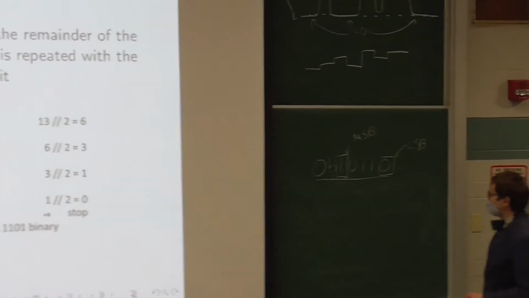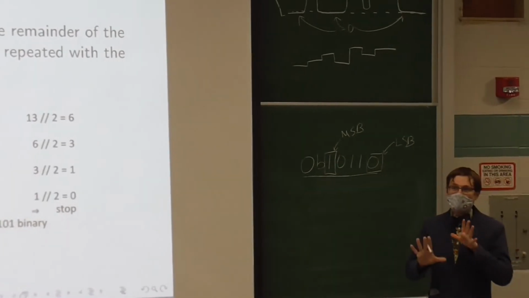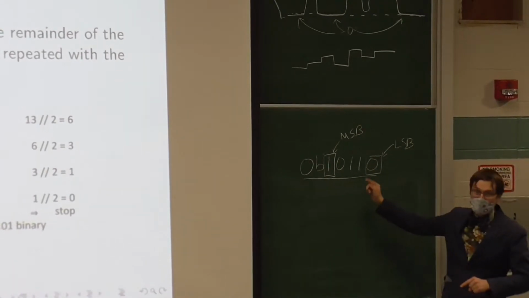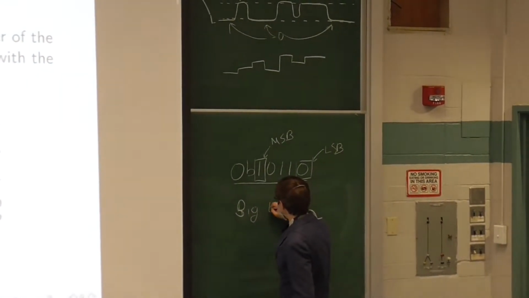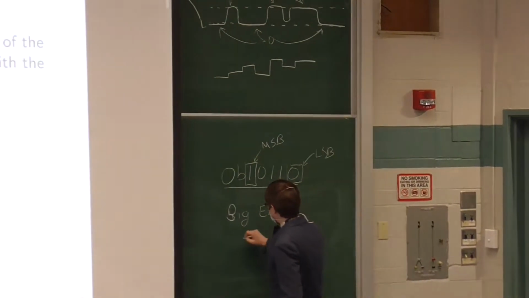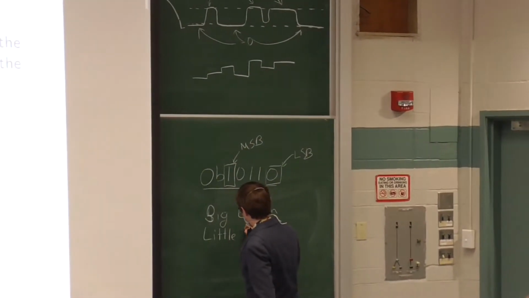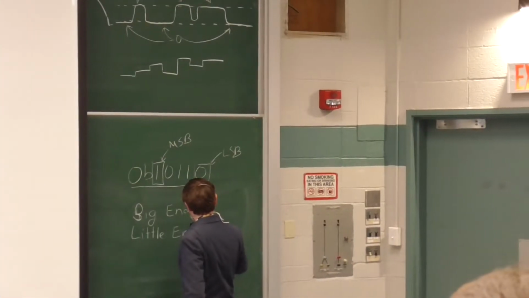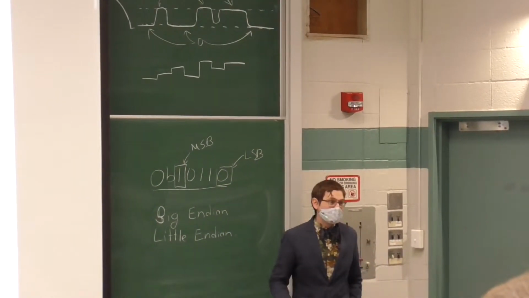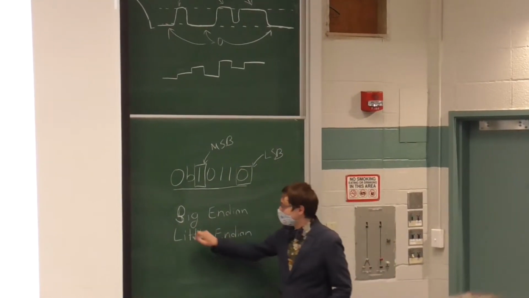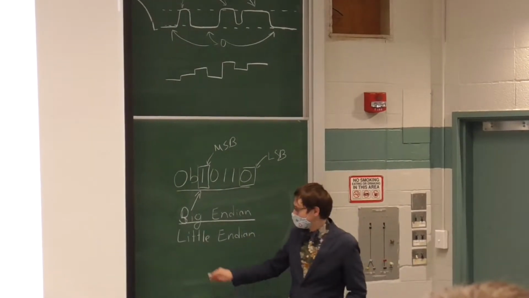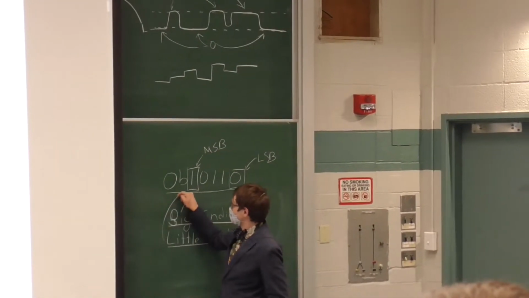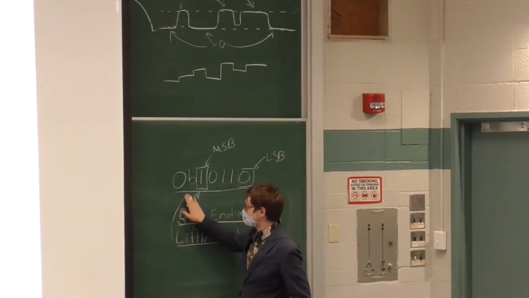So when you're talking about computer architectures, there are two different styles with respect to how you orient numbers. You have big endian and you have little endian. As you might have imagined, big endian computers put the biggest bit first. Little endian computers put the least significant bit first.